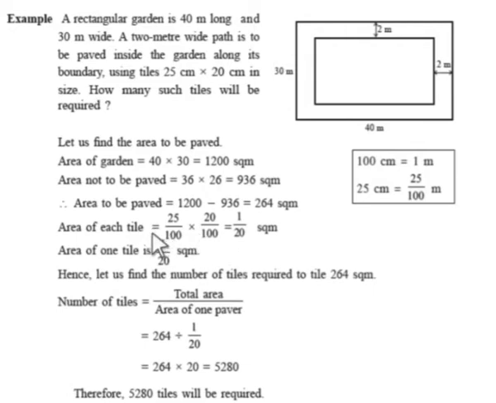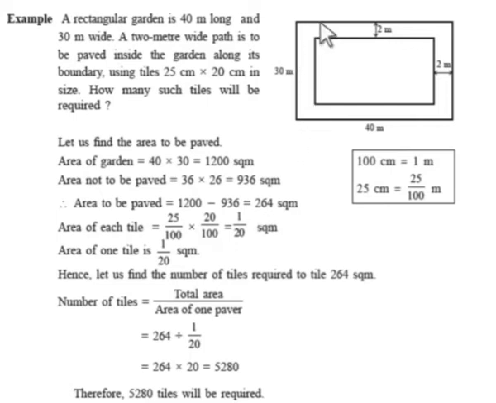Therefore area of each tile, here tile is rectangular in shape, therefore area is equal to length multiplied by breadth, that is 25 upon 100 multiplied by 20 upon 100. Now if you do the cancellation, you will get the answer as 1 upon 20 square meter. So this is the area of each tile. Now what we will do, children?